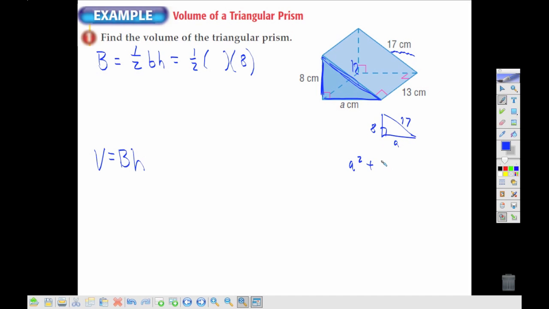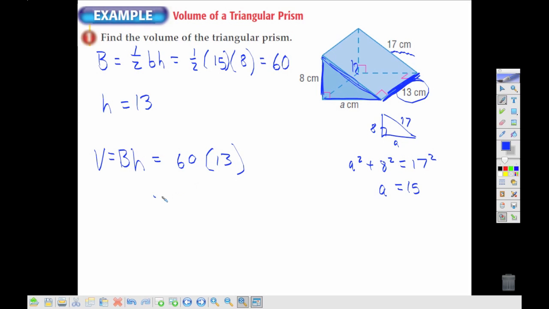So to find a, it would be a squared plus 8 squared equals 17 squared. And that's going to come to a length of 15. So we can plug that in, and that will give us a base of 60 square centimeters. The height of our prism then would be this side over here, the 13. And so for the volume equals base times height, our base was 60, our height was 13, giving us 780 cubic centimeters, or centimeters cubed, and we want to clearly mark our answer.